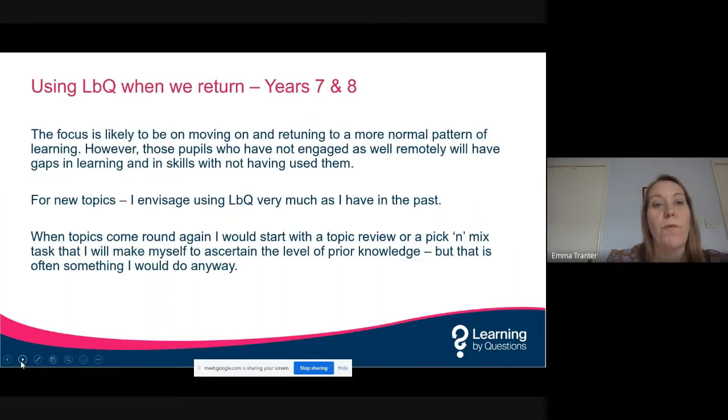So I'm just going to go through looking at those different year groups and perhaps how I think we might address it. The focus for year 7 and 8, I think, needs to be about moving on and getting back to a more normal pattern of learning. Pupils that haven't engaged remotely are going to have gaps in their learning, and also gaps in skills just through not having used them. I think things are going to be rusty.